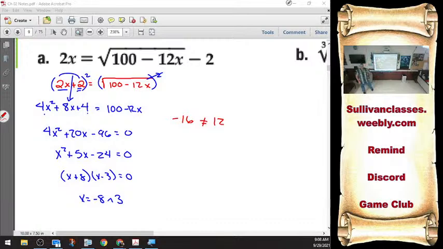Make a note to yourself. If your original problem is an even radical, you have to check your answer because there is the potential to break math, to violate the second commandment of domain.